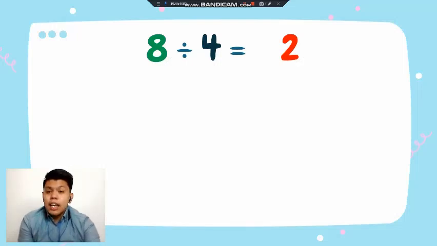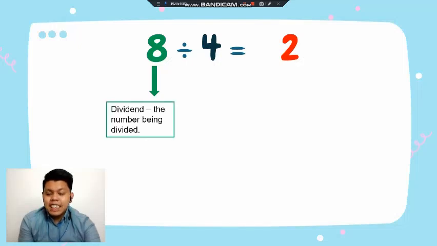Now let's see. The 8, the green number, is the dividend. This is called the dividend, the number being divided. Every time there is division, the biggest or largest number is usually the dividend. If you see 8, 4, and 2, the largest number is 8.